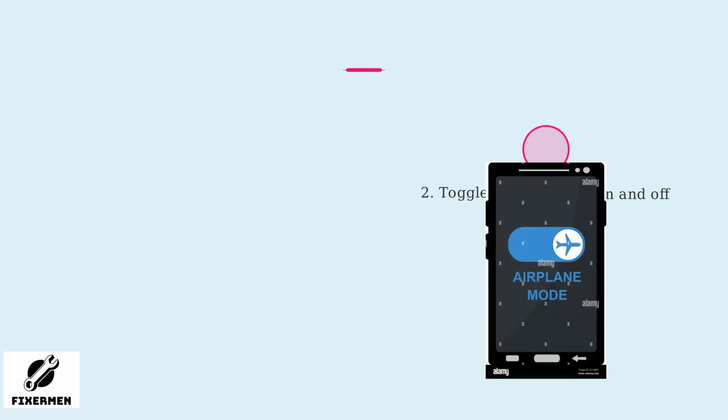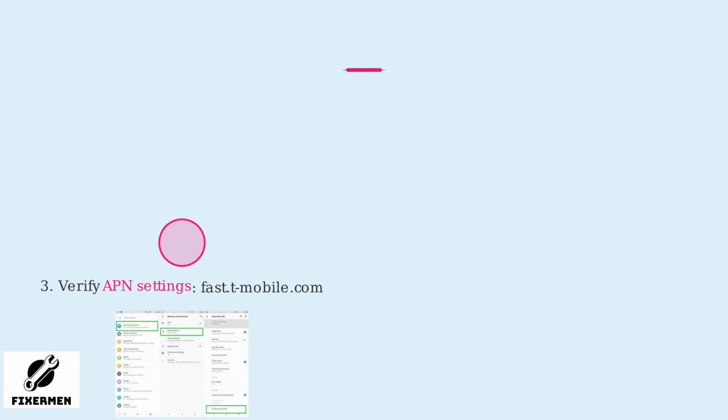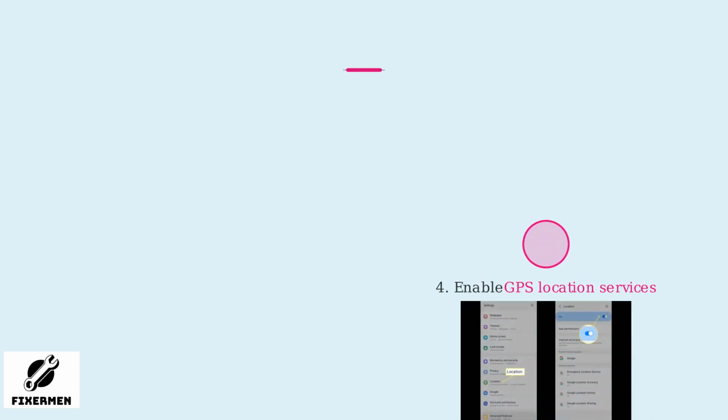Restart your device and the hotspot device. First, restart both your device and the hotspot device to refresh the connection. Next, toggle airplane mode on and off to reset network connections. Then verify your APN settings are correct using fast.tmobile.com. Also, ensure GPS location services are enabled for proper connectivity. Finally, check that no VPN is conflicting with the hotspot.